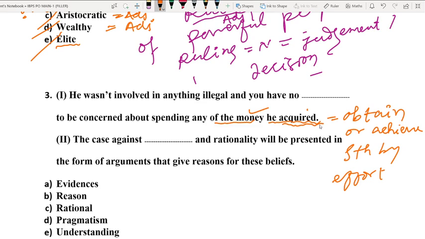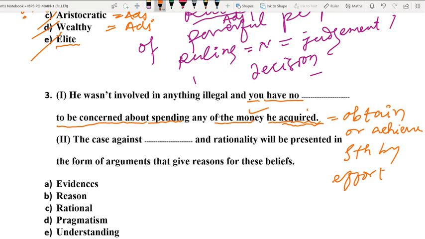So what I mean to say is, the author says that a person has acquired some money, and he has not acquired it through any illegal means. He has acquired it through legal means. And that's why you have no dash to be concerned about spending any of the money he acquired. Clear? So you have no dash to be concerned means you have no job to be worried about.